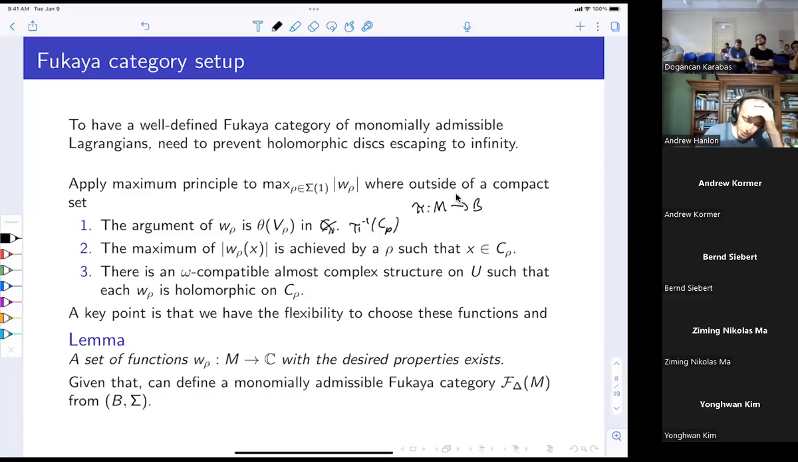And all of this is again happening outside of a compact set, so this V_rho still can make sense there. Okay, and then the key property for this to work. Let me say a little bit more about the first one. The first one is saying something like: from the function W_rho, in C_rho, my Lagrangians project to just the real positive axis of W_rho. So it looks kind of like locally what you would do with a superpotential, but you just do it piece by piece.